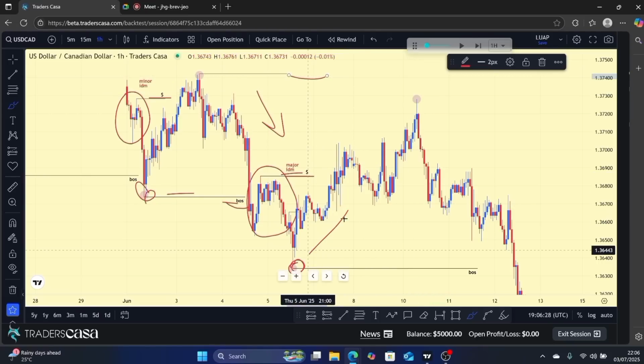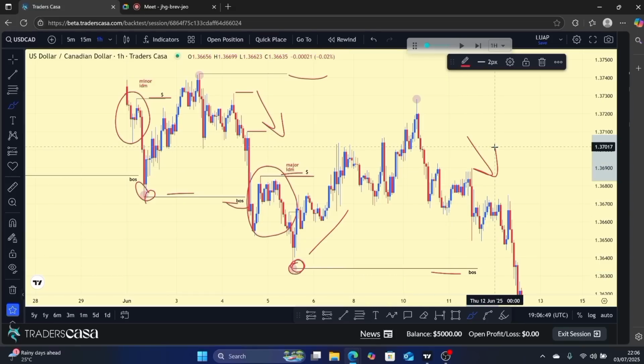So you can clearly see it reversed, took out the major inducement, and I said it doesn't matter how much more it takes. We are only interested in this first one, and you can clearly see price has taken that. This here is confirmed to be a swing point. Once price has taken out the inducement, then once price reverses back, breaking past that swing point, that will be a valid break of structure.